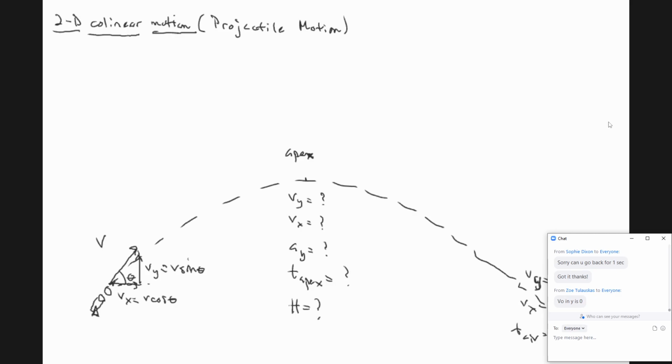So determine the initial velocity, the velocity in the y at the top, the velocity in the x at the top, the acceleration in the y at the top, the time it takes to get there, and the height respectively. Then find the final velocity just before it hits the ground, assuming the height of the cannonball and the cannon to be negligible.